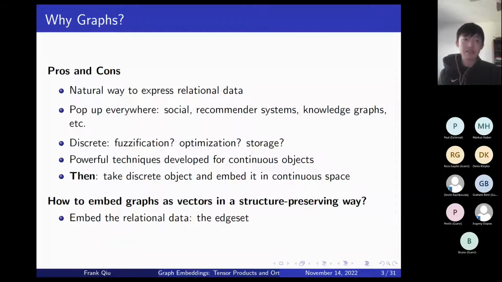And riffing on this idea of the discrete versus continuous, there are a lot of powerful techniques that have been developed for continuous value data that don't seem to play well with discrete objects. So what's the fix? Well, maybe let's take these discrete things, these graphs, and try to embed them in a continuous space in some structure preserving manner. And how we're going to do it, at least for the method proposed here, is we're going to specifically embed the relational data, the edge set.